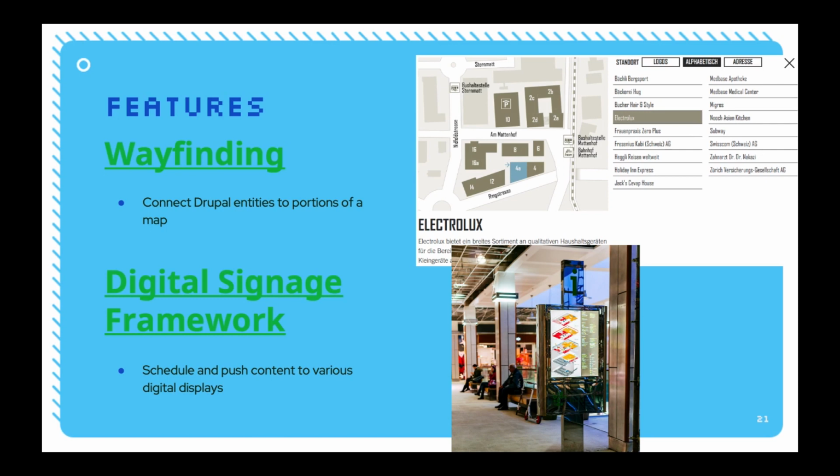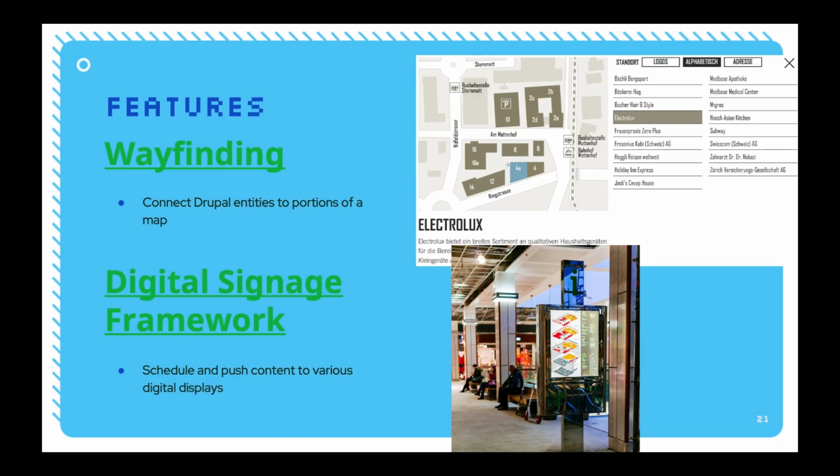All right. These next two work pretty well together, so that's why I decided to put them on the same slide. There's a module called wayfinding where you can effectively associate either parts of a single map, particularly an SVG map, or different map images with different sort of Drupal entities. So they could be buildings or stores in a mall, those kinds of things.